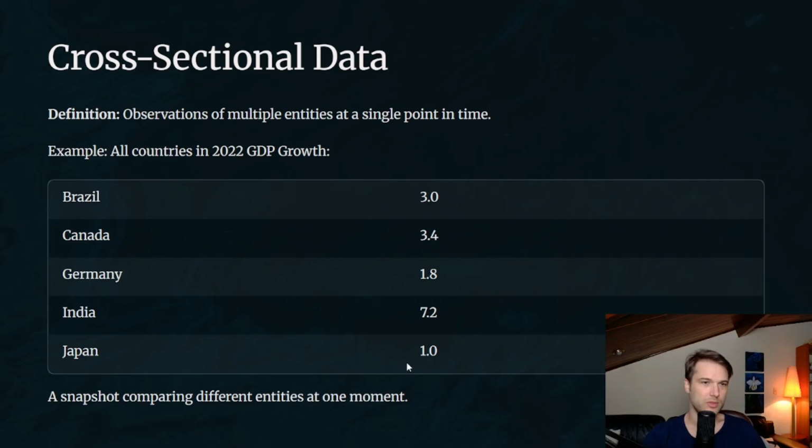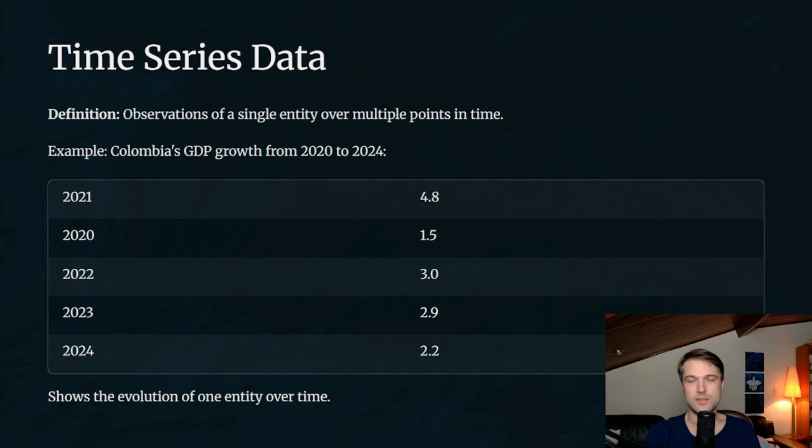Here, I put an example of countries in 2022 by GDP growth, just for you to see what cross-sectional data looks like. The next type of analysis is the time series data. This type of data is when you observe a single entity or a single variable or a single individual or country or whatever you're trying to observe for a longer period in time. So I took an example here, Colombia's GDP growth from 2020 to 2024 each year.